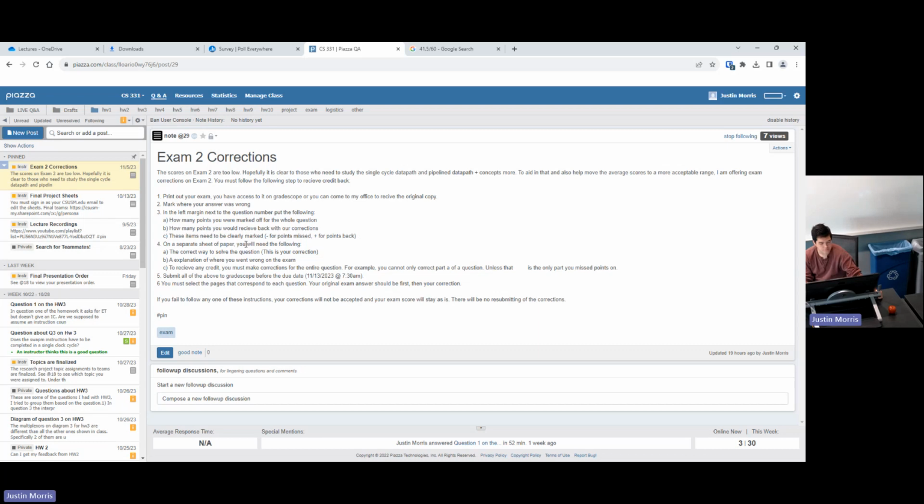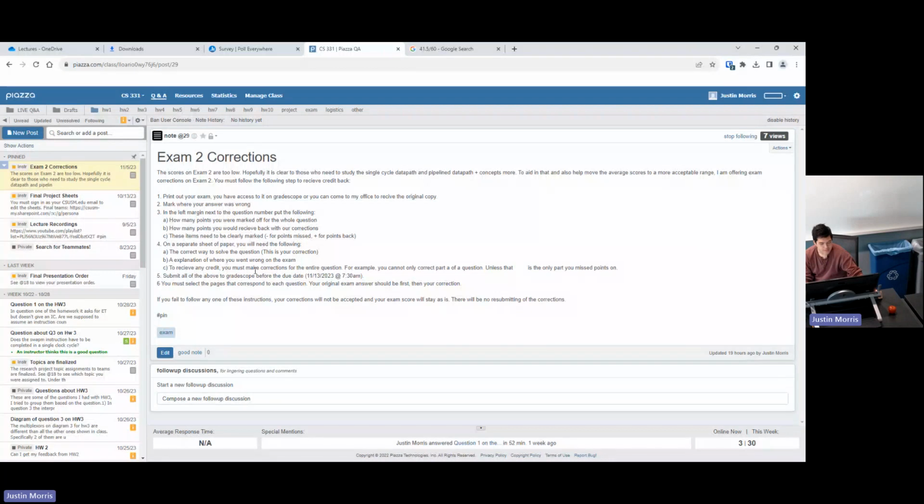And then on a separate sheet of paper, you need to do the following things. You need to solve it correctly. So this is your correction. And then you need an explanation of why your answer was wrong on the exam. This needs to be more than "I didn't know what I was doing on the exam." You need to clearly state what went wrong.